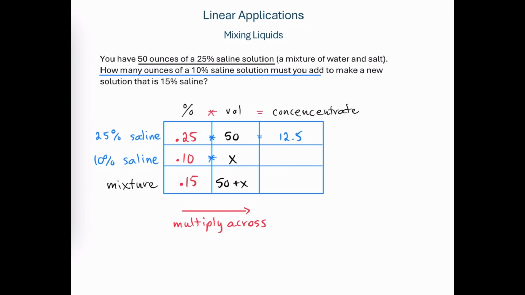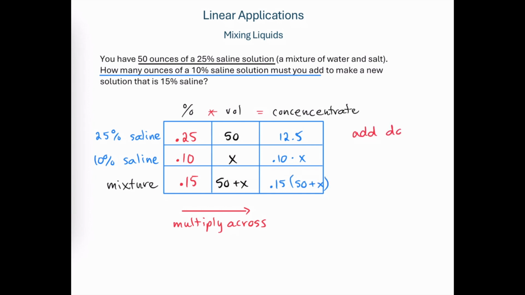10% of the ounces in the second solution are the concentrate, again being salt in this case. So we multiply these two together to determine how much of that concentrate is present, and it's 10% of the x ounces, or just 0.10x. In the third row, 15% of these number of ounces are salt, so we'll say 0.15 of however many ounces are present are going to be the concentrate.